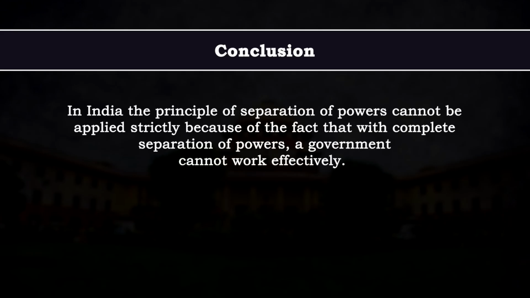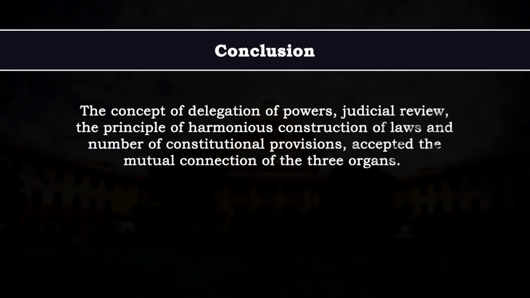In a contemporary democratic society, the doctrine of separation of power is working in a broader scheme of division of organs. In depth of the organs' functioning, the interconnection of these is apparent in India. In our country, the principle of separation of powers cannot be applied strictly because of the fact that with complete separation of powers, a government cannot work effectively. The concept of delegation of powers, judicial review, principle of harmonious construction of laws, and number of constitutional provisions accepted the mutual connection of these three organs.